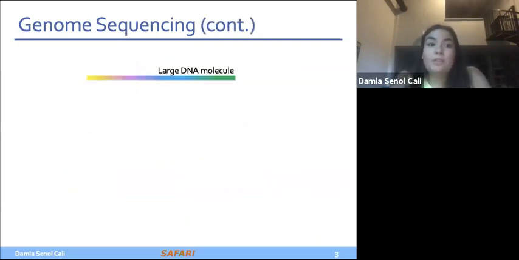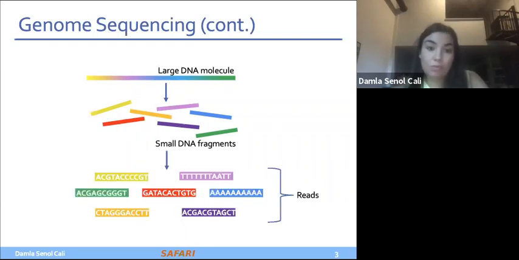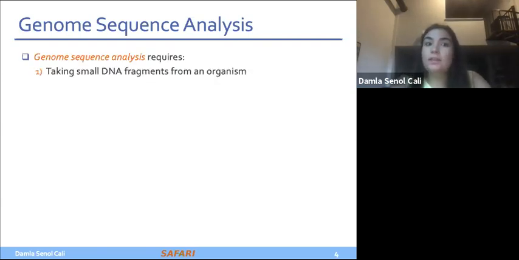Due to the limitations of sequencing devices, the whole genome of most organisms cannot be sequenced all at once. So first, the genome is broken into smaller fragments, and each of these smaller fragments is sequenced, and we obtain small pieces of DNA sequences, which are called reads. These reads lose their information with respect to the original, like location information with respect to the original genome. So that's why genome sequence analysis requires taking these small DNA fragments and then reorganizing them into the entire genome.